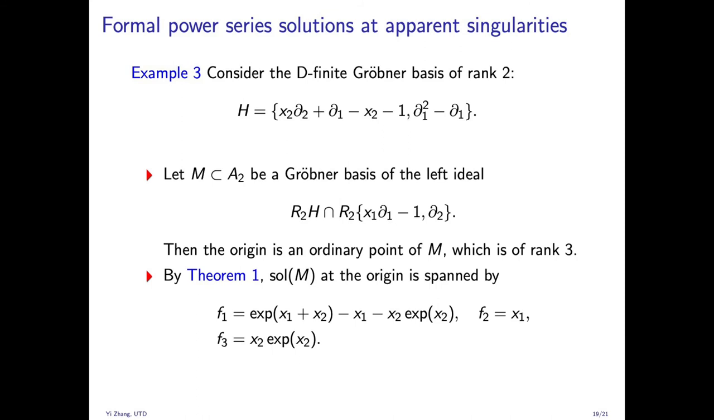Another byproduct of our result is that we can derive an algorithm to compute formal power series solutions at apparent singularity. I will illustrate our algorithm by this example. In this example, this is also a definite Gröbner basis of rank 2. First, we can check that the origin is also an apparent singularity by computing this intersection ideal. We can check that the origin is an ordinary point of M, and this M has rank 3.